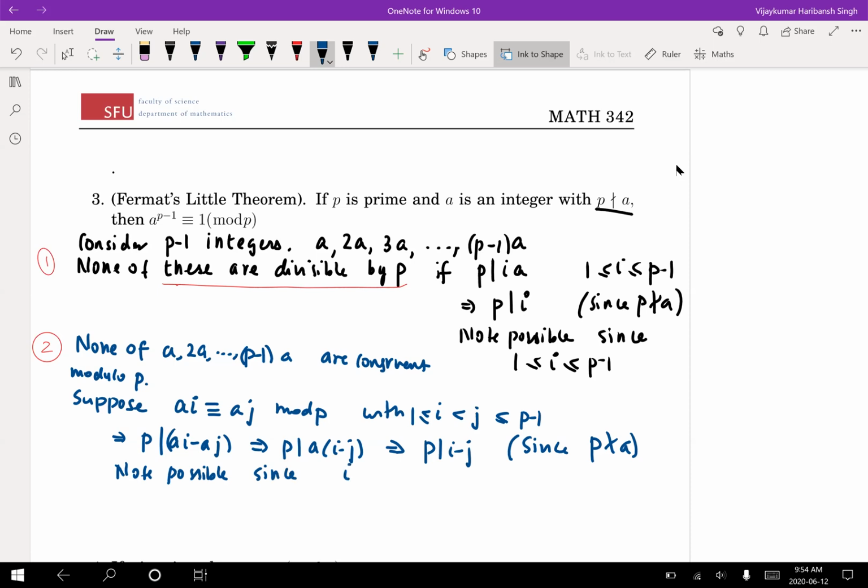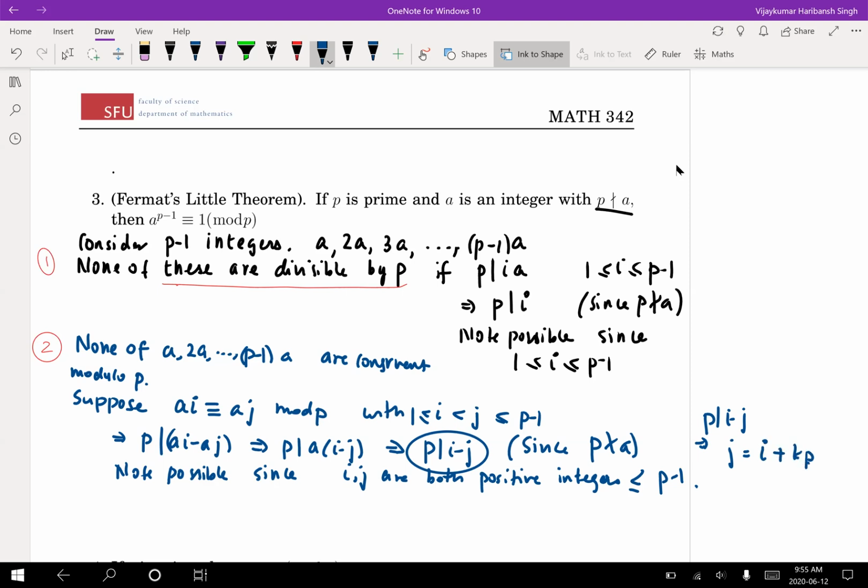since i and j are both positive integers less than or equal to p minus 1. Why is that not true? Let me digress a little bit more. So I have p divides i minus j. This implies i equals j plus some kp. Or because j is bigger, I will write it this way: j equals i plus kp.